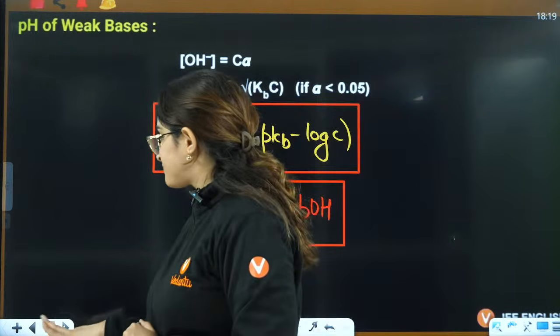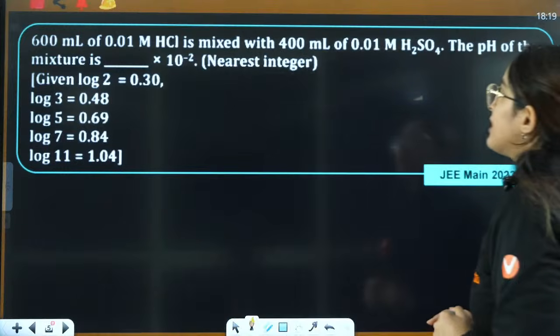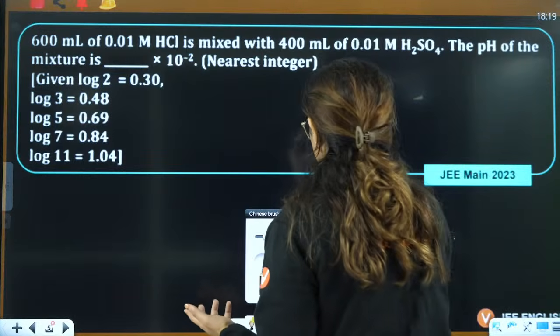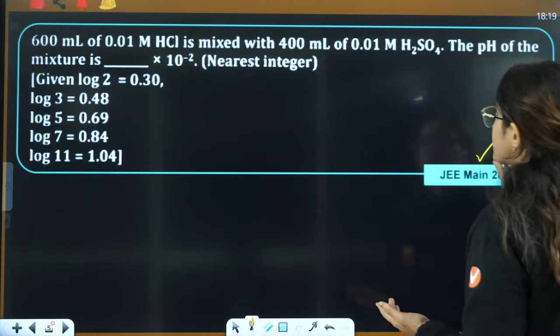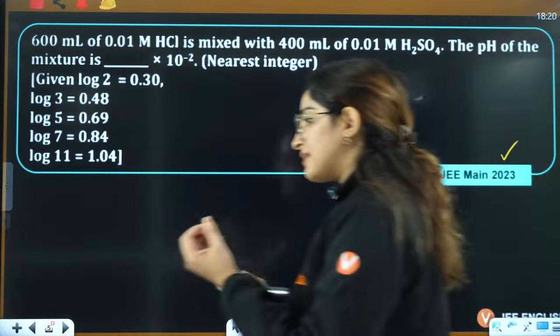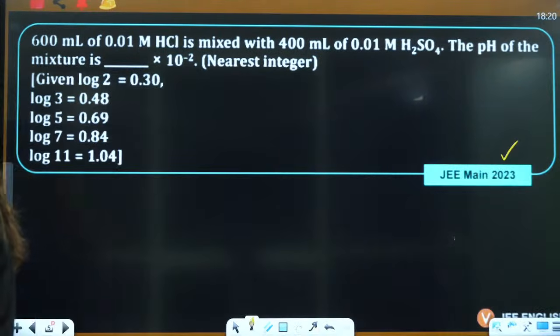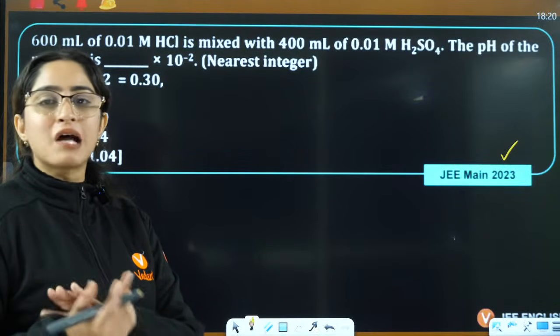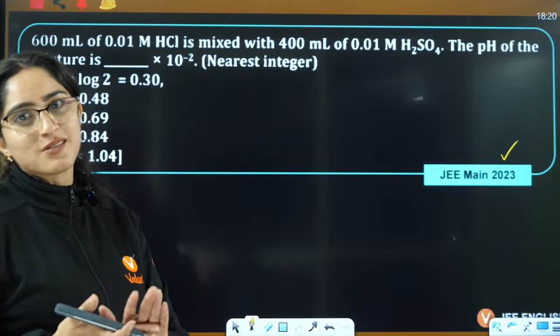Okay? Yes. Now let's do some questions on that. We have seen the formulas. Let's do some questions. This is a JEE Main 2023 question that you have, right? Okay, no, I'll be teaching that soon. Next week, I'm going to start. The first lecture will be aldehydes and ketones, right?